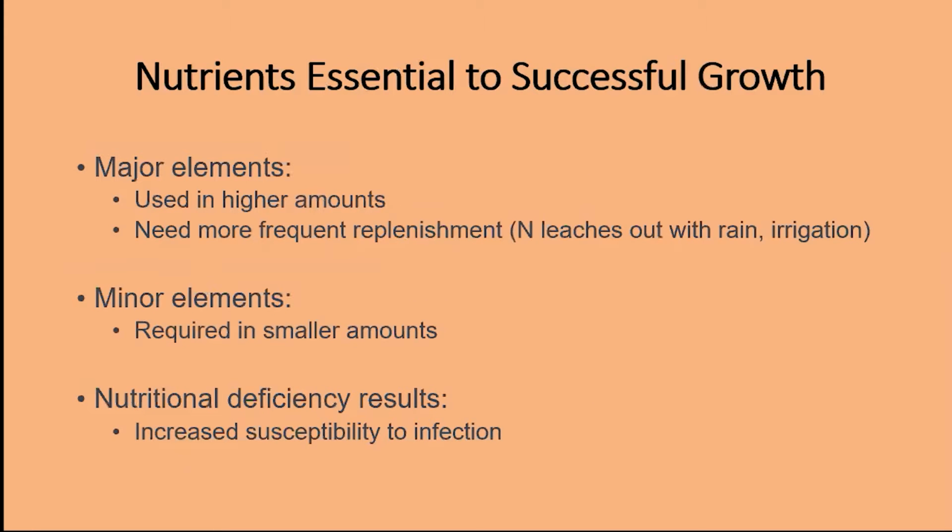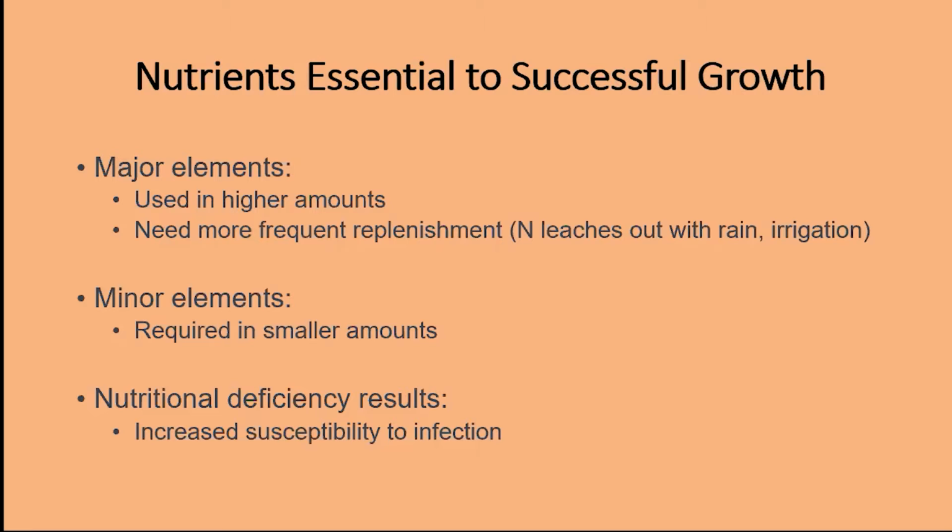So let's quickly review. The nutrients essential for successful growth are the major elements, and they are needed in generally higher amounts because the plant uses them a great deal. Some of them, like nitrogen, are water soluble and leach out with a lot of irrigation or rain, so they need to be replenished. The minor elements are required in much smaller amounts. Regardless of minor or major, nutritional deficiency results in susceptibility to infection, disease, and pests.